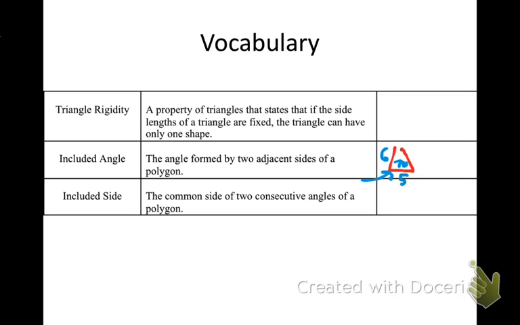Whereas the included side is the common side of 2 consecutive angles. So again, if I have a triangle here, and I know that this angle is, let's say, 70 again, and let's say this one is 60, this one right here would be my included side. It's the side in between 2 angles. So included angle, included side just means the angle or the side that's in between 2 other angles or sides. Nothing too fancy. We're going to focus a lot on the included angle today. Included side will be more on Wednesday when we do the next shortcuts.